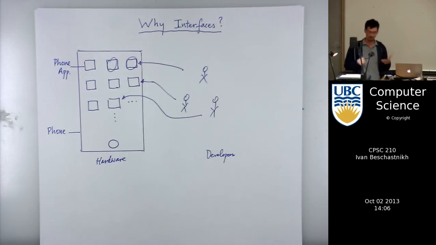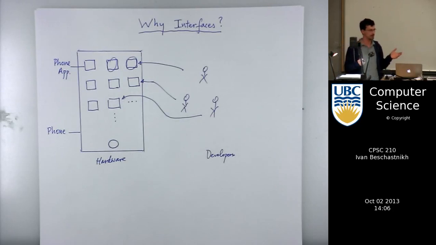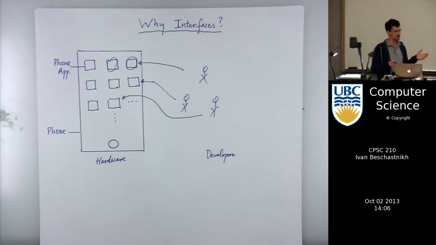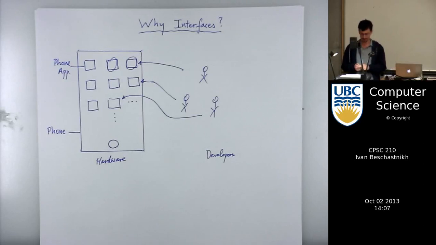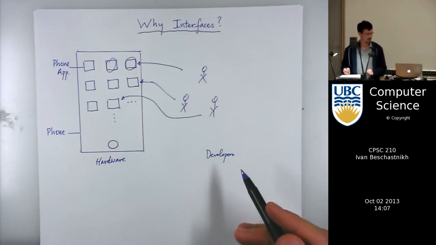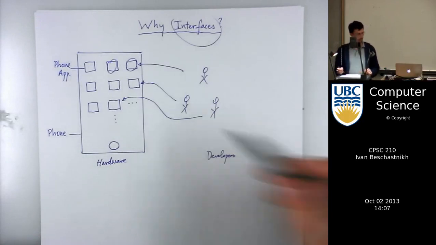So the question is, how does this happen? This seems like a really complex ecosystem. You allow anyone in the world to write code, and then that code is supposed to execute on your computer or your phone, and it's supposed to just work. Right? How do you make that happen? It's crazy. So interfaces is really the answer to how this works.